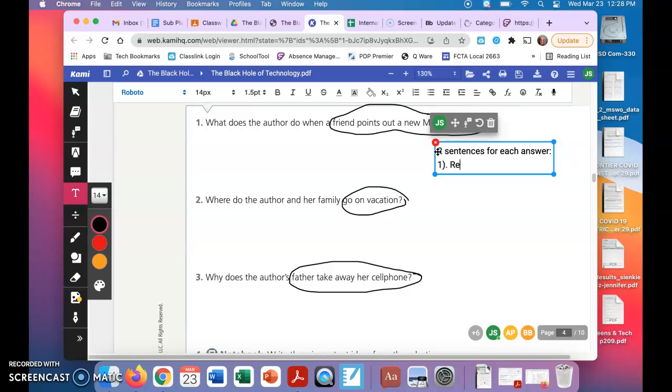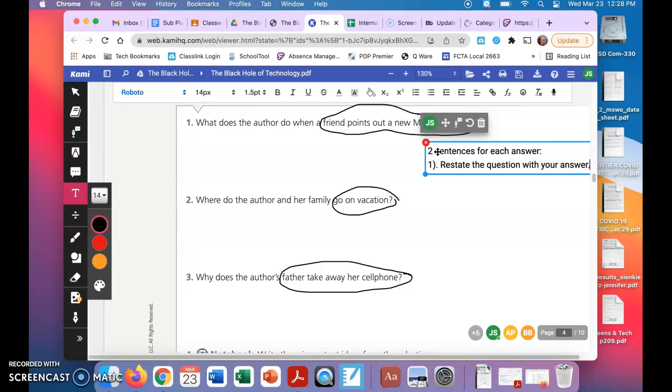Okay, the first thing is to restate the question with your answer. Please don't forget to actually answer the question. A lot of you, what you will do is say in the text, the friend points out a new Miley Cyrus post. Well, that doesn't really answer the question. The first question wants to know, what does the author do? The second one is, where do they go? And the third one is, why does the father take the phone away? Okay, so make sure you're answering that question.